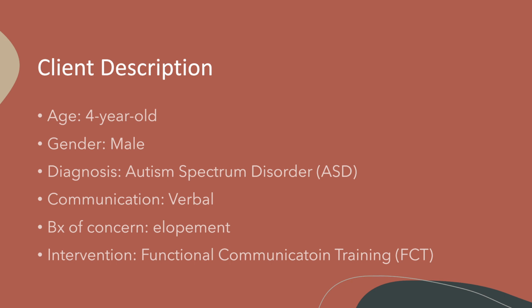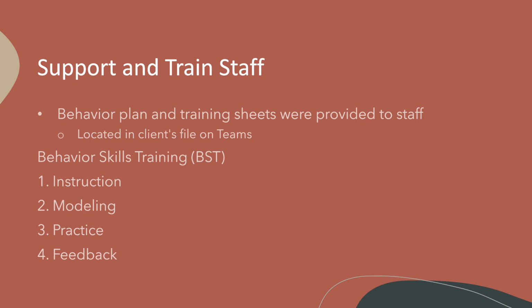The behavior of concern that we focused on was elopement. The intervention we went with was functional communication training. The behavior plan and training sheets were provided to staff prior to training in the client's file on Microsoft Teams. This gave staff the opportunity to familiarize themselves with the intervention used with the client.